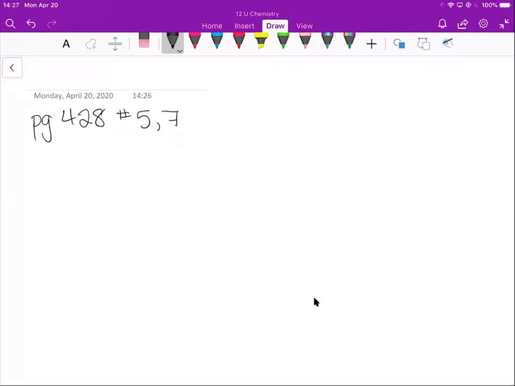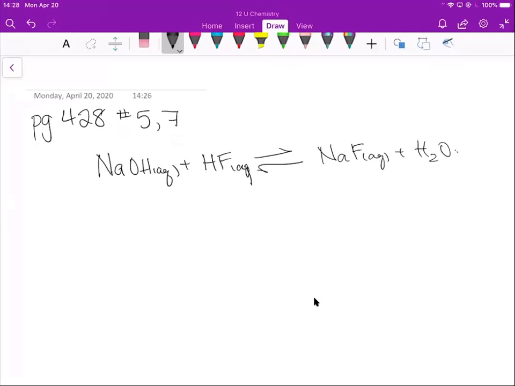Okay, so sodium hydroxide plus hydrofluoric acid. This is going to form sodium fluoride plus water, so neutralization. Let's label them. This is strong base, and this is a weak acid.